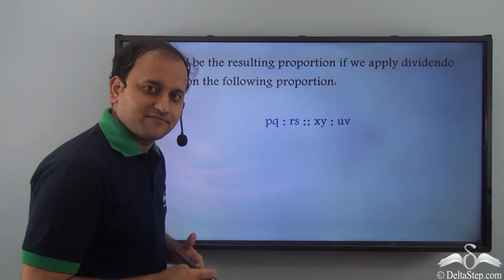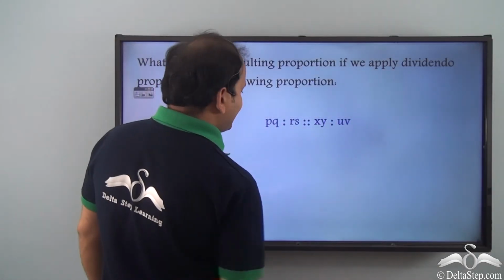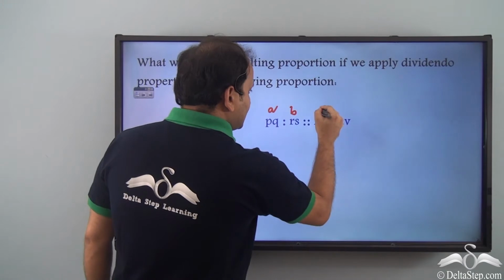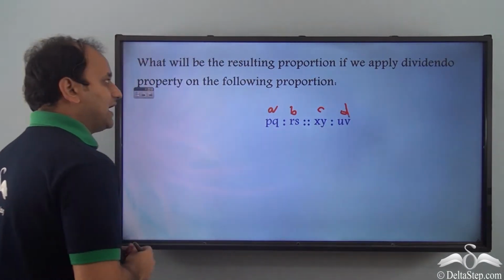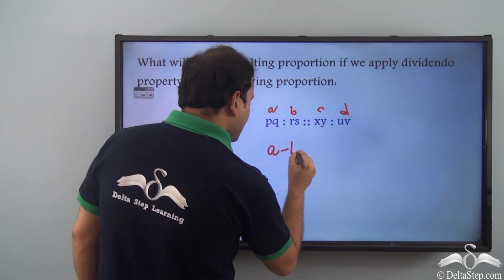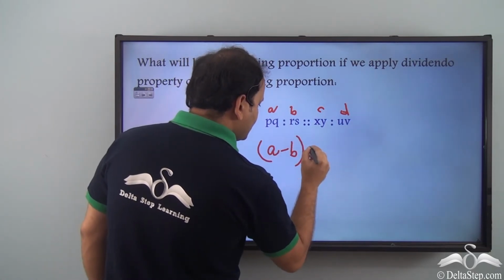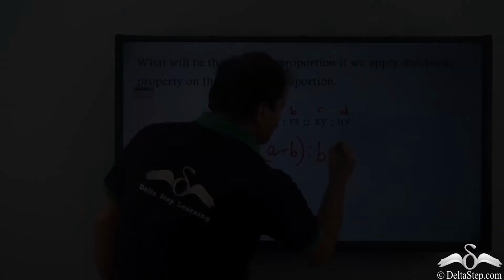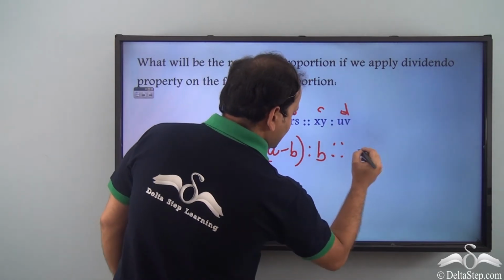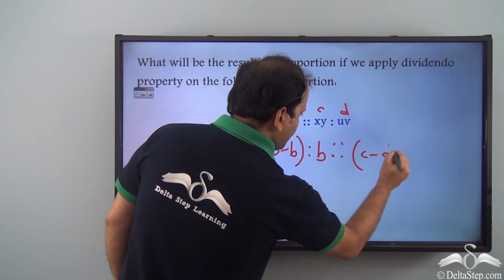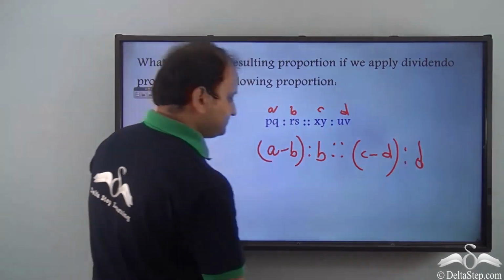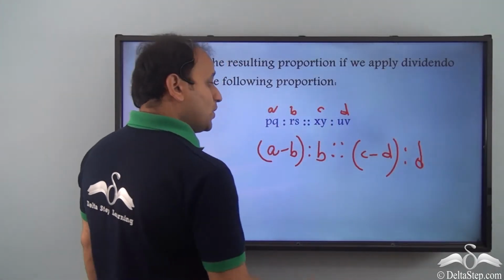What do you think? Well, when we apply dividendo property, we can say this is A, this is B, this is C, and this is D. Now dividendo property states that this relationship can be written as A minus B is to B, this is proportional to C minus D is to D. So if we substitute the values, what do we get?